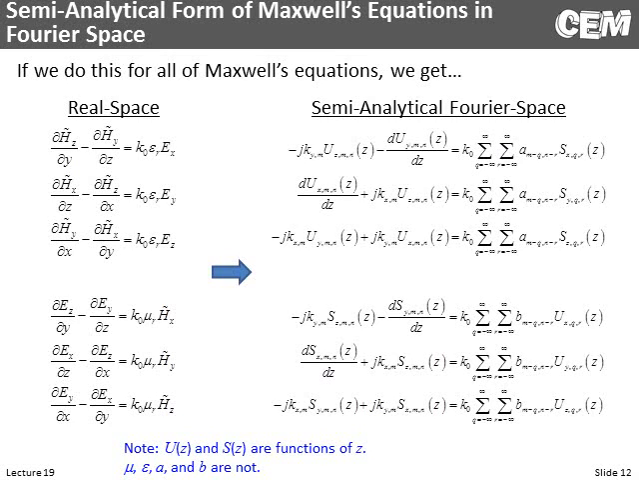Well, if we did the same procedure to all of these 6 Maxwell's equations, here is where we would end up. And so I call these the semi-analytical form of Maxwell's equations in Fourier space. To be completely in Fourier space, we had minus jkz or something here multiplying this u, but now we have a z derivative that appears.